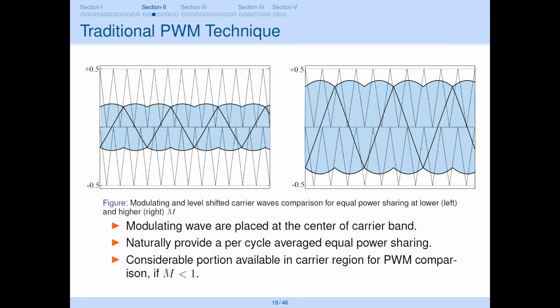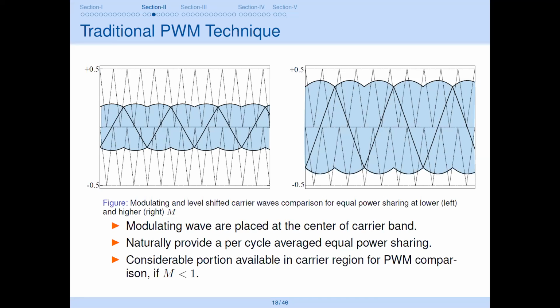So here you can see that the modulating wave, when the modulation index is lower, is placed at the center of the carrier band. And exactly the same for the higher modulation index, the modulating wave is placed exactly at the center of the carrier band. So with this, naturally or inherently, it provides per cycle average equal power sharing. That means whatever portion of the modulating wave is compared to the upper carrier, that much power is drawn from inverter 1, and similarly the same portion is compared to the lower triangle, so the same power is drawn from inverter 2.